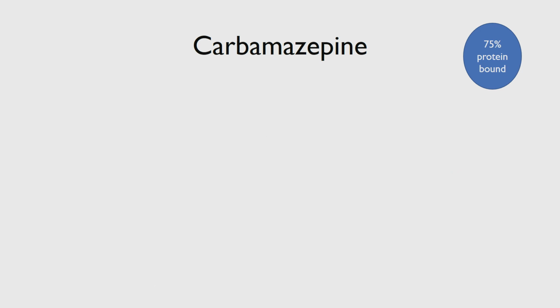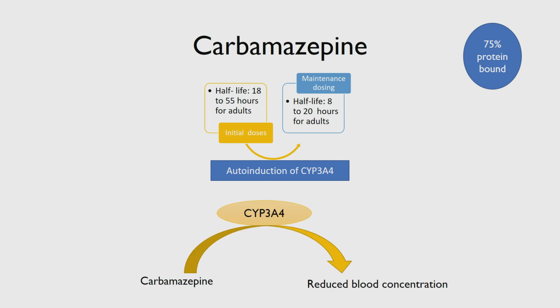And this can be due to multiple reasons. This is because of the drug's characteristic with respect to its metabolism. So carbamazepine is a 75% protein-bound drug which has a different half-life at different phases of its treatment. In case of initial doses, carbamazepine has a half-life of 18 to 55 hours for adults. But as we move on to the maintenance dosing schedules, the half-life of carbamazepine decreases to 8 to 20 hours.